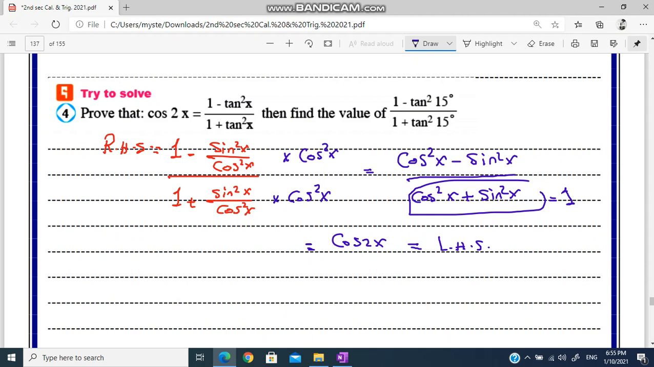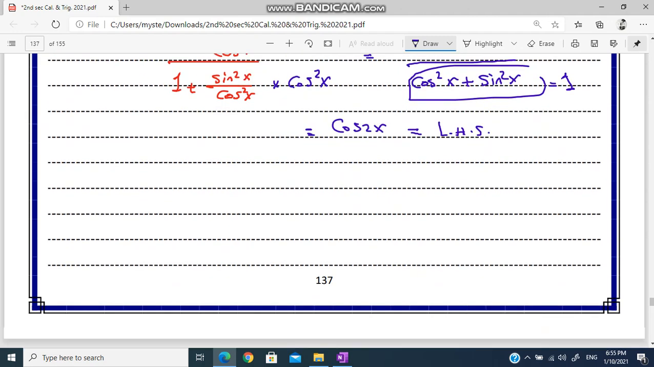Another one, (1 minus tan squared 15) over (1 plus tan squared 15) equals cosine, according to this rule, of double 15, which equals cosine 30, which equals root 3 over 2.